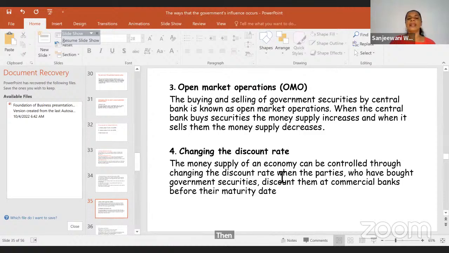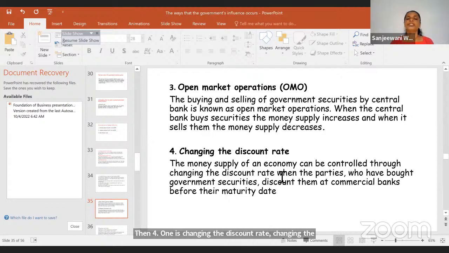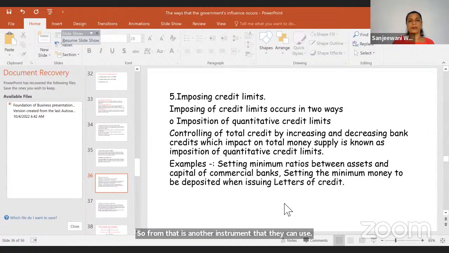The money supply of an economy can be controlled through a change in the discount rate, right? Those who have bought government securities can discount them at commercial banks before their maturity date. So that is another instrument that they can use. Then they can impose credit limits.